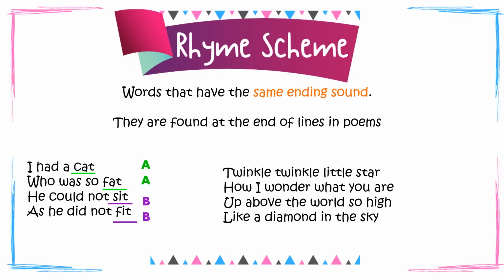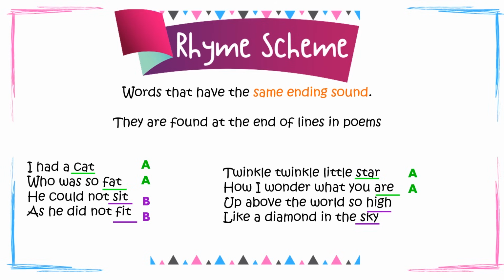Let's go to our poem number 2. Let's read it. Twinkle, twinkle, little star, how I wonder what you are. Up above, the world so high, like a diamond in the sky. So we look at the end of the lines. Star, are, high, sky. So we have star, are that have the same ending sound, so we give them AA.